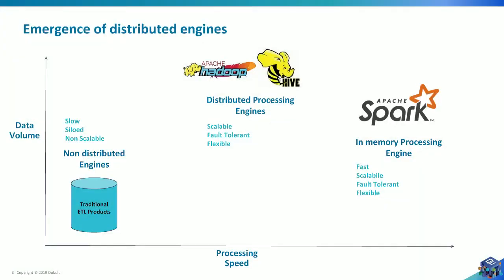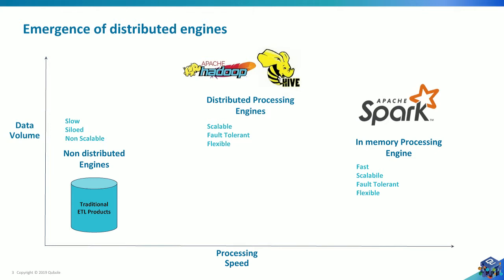As you see, over the last few years multiple open source engines have emerged that started to solve these scalability problems for data processing. As you can see here in a graph that shows data volume on the y-axis and processing speed on the x-axis, at scale the traditional ETL products and traditional data stores are non-distributed. Essentially they start to become slow, they become siloed, and they are not scalable as data volume grows. And over the years, multiple open source engines have emerged.